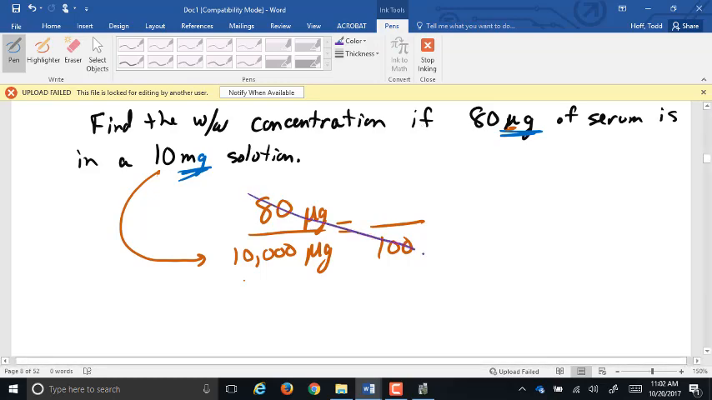So now if we cross multiply and divide here, it is a 0.8% solution, yes.